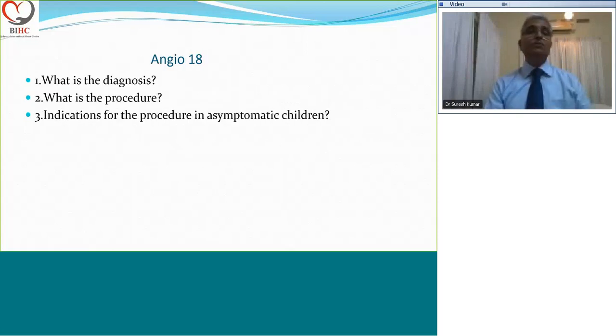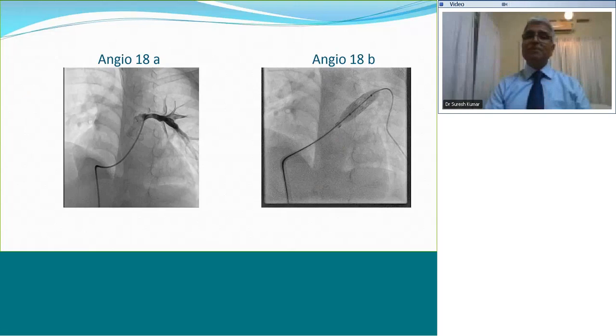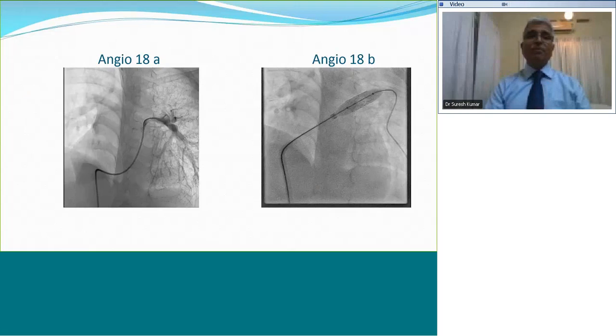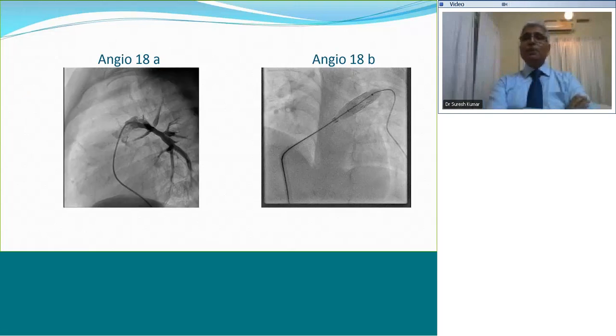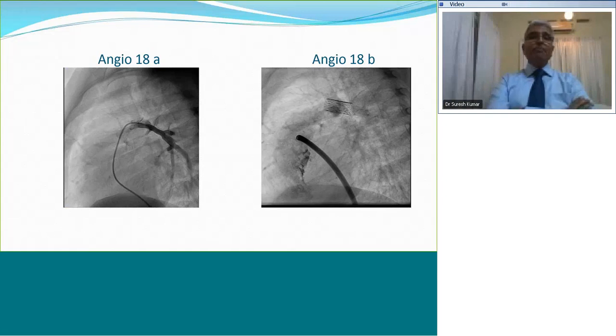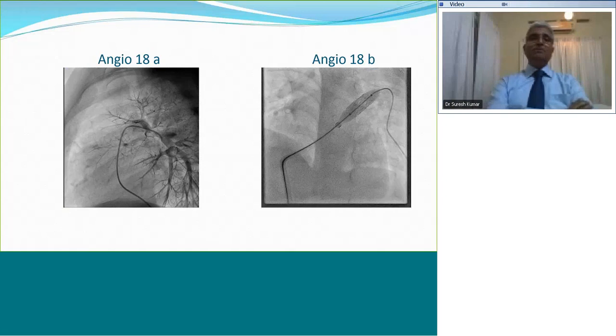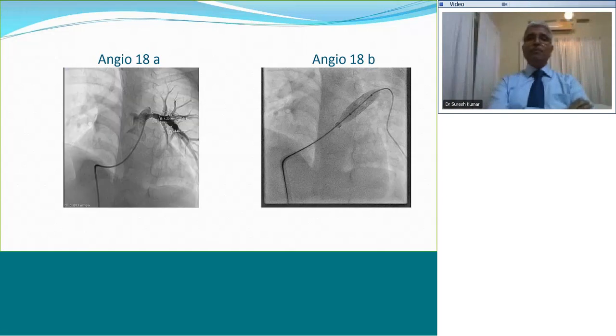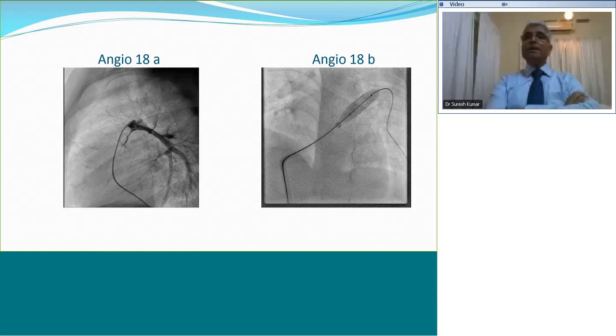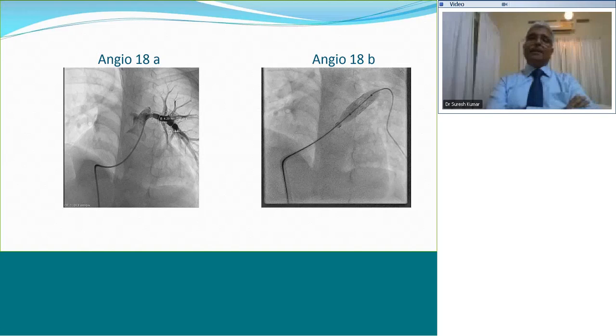Now in the next one, again the question is, what is the diagnosis, what's the procedure, and if a child is asymptomatic, what would be the indication? This is fairly straightforward. You should be able to tell me this directly. Again, the 18B will give you the diagnosis to 18A more easily. We are still in the pulmonary. Yes, it's a branch pulmonary artery stent.